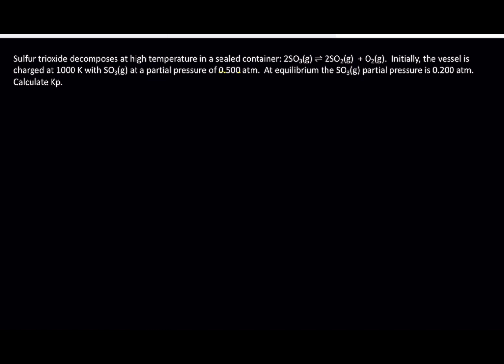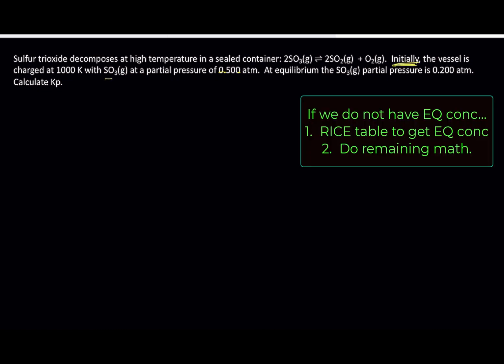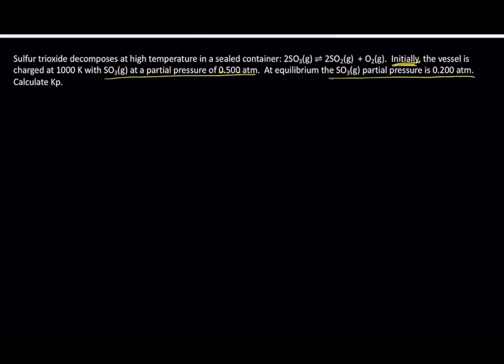So it says sulfur trioxide decomposes at high temperature in a sealed container. Initially, keyword there, initially, we have SO3 with a partial pressure of 0.5. At equilibrium, SO3 has a partial pressure of 0.2. We would like to calculate Kp, right?